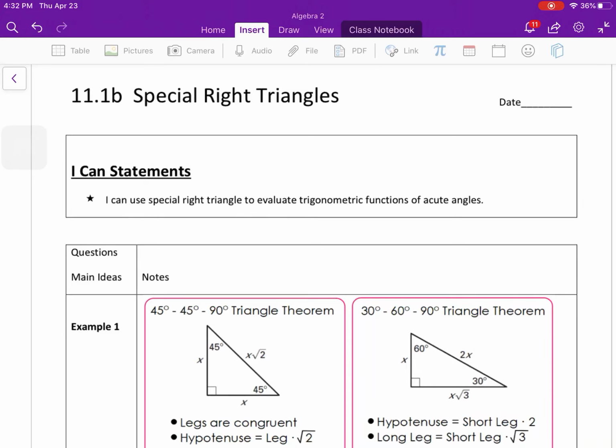Hey class, this one goes with 11.1b. I know the first video for this unit got a little long with all that review, but this one should be much shorter, so it should kind of even it out.